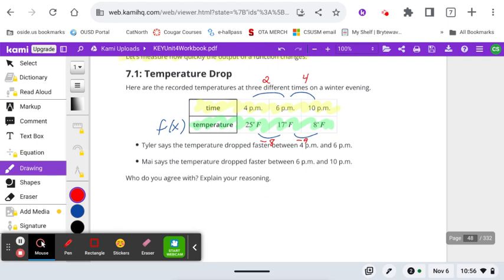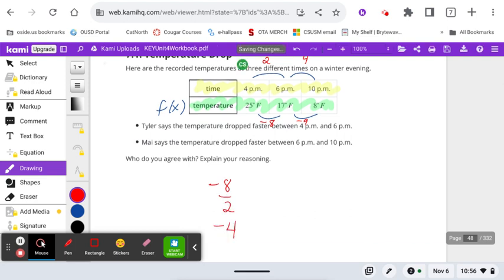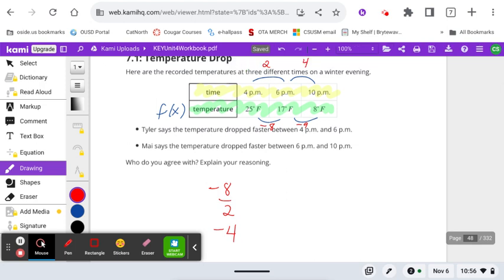So if we're looking at a change of -8 over 2, Tyler's change is about an average rate of change of down 4 degrees per hour. That's our reduced version. And then Mai says that it's going down 9 degrees, but that's over the span of 4 hours. So grab your calculator, and 9 divided by 4 is 2.25 degrees per hour.